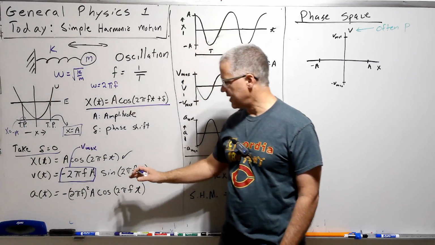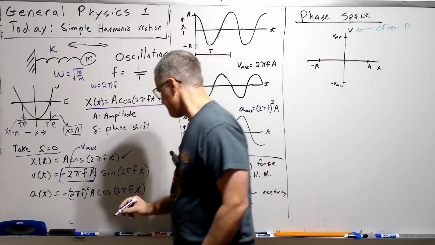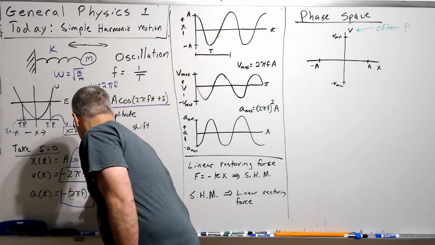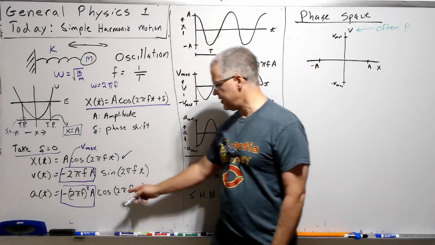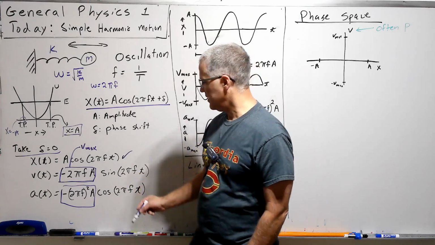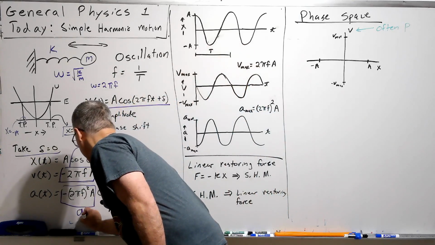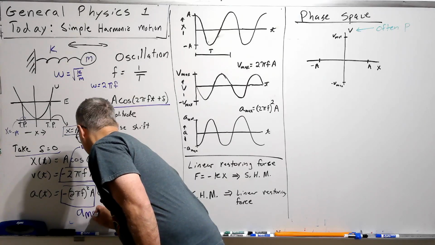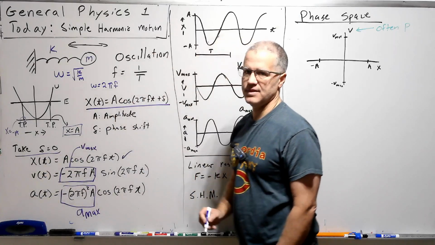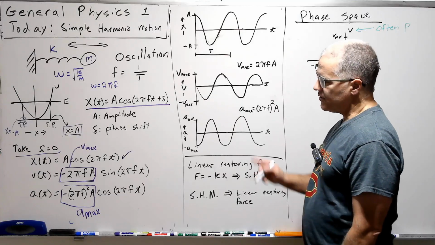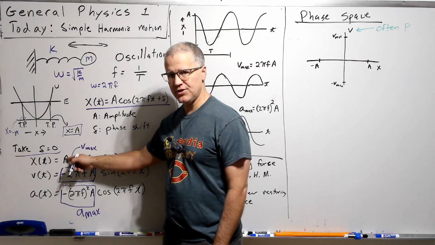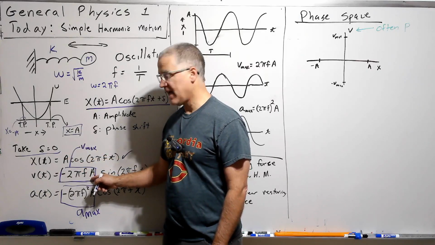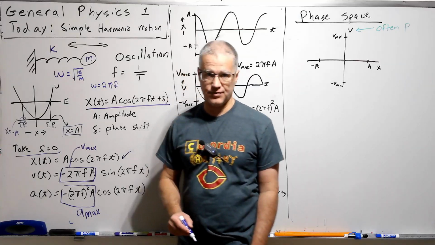Then for the acceleration, we have minus (2 pi f) squared times the amplitude, back to cosine again. So again, a calculus thing, and this is going to be the acceleration max. So the velocity, notice here, the velocity max is not determined solely by the amplitude. It's determined by the amplitude and the frequency.